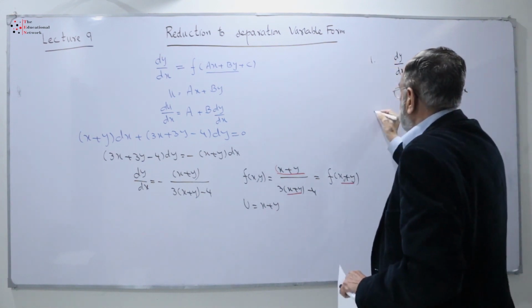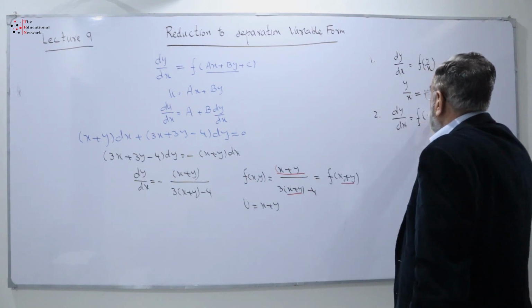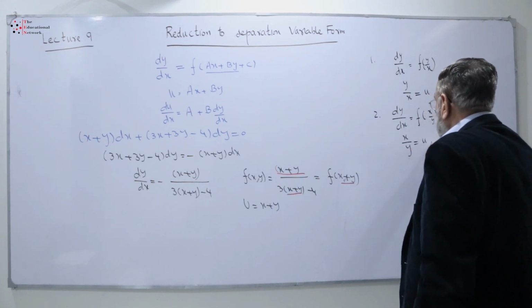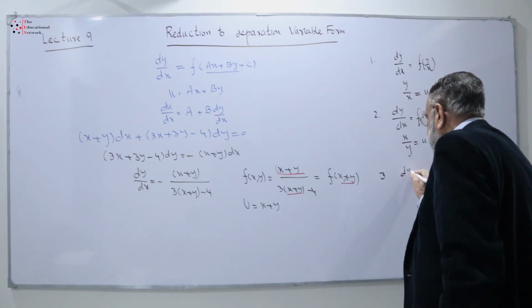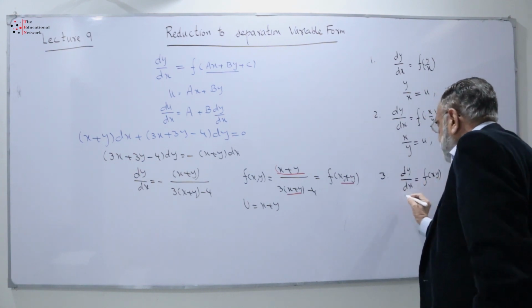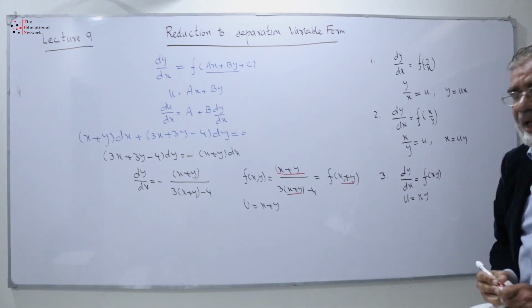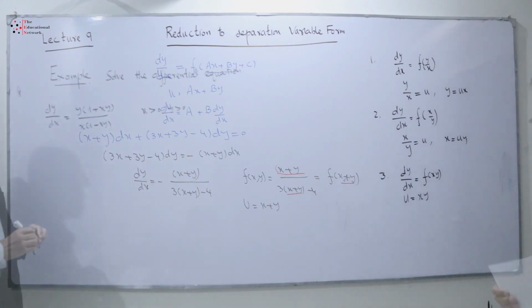Another case, number 2: we can have dy by dx equal to a function of x upon y. So we take x over y equal to u, and then x is equal to uy. We can also have the case that dy by dx is equal to a function of the product xy. So we take u equal to xy, and then we change the variable y to variable u, get the transformed form, and reduce the equation to separable variable form, which we can solve. I'm going to give you an example.